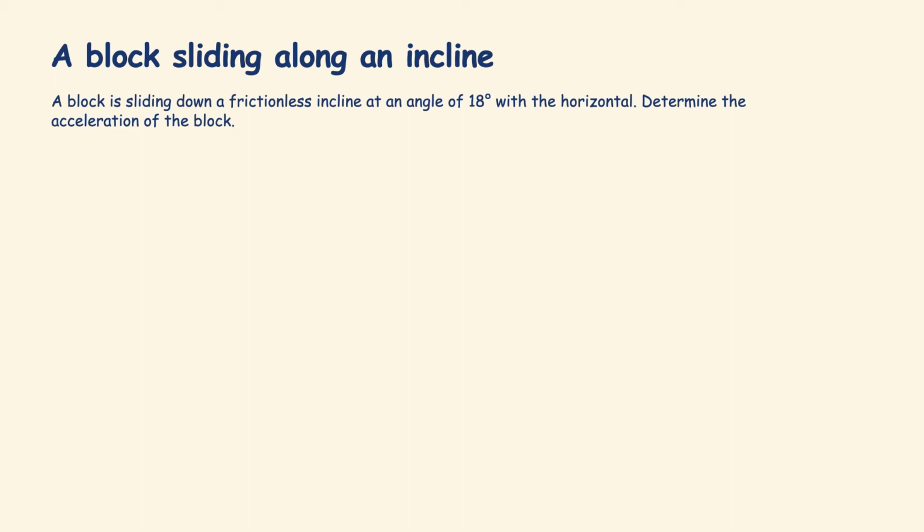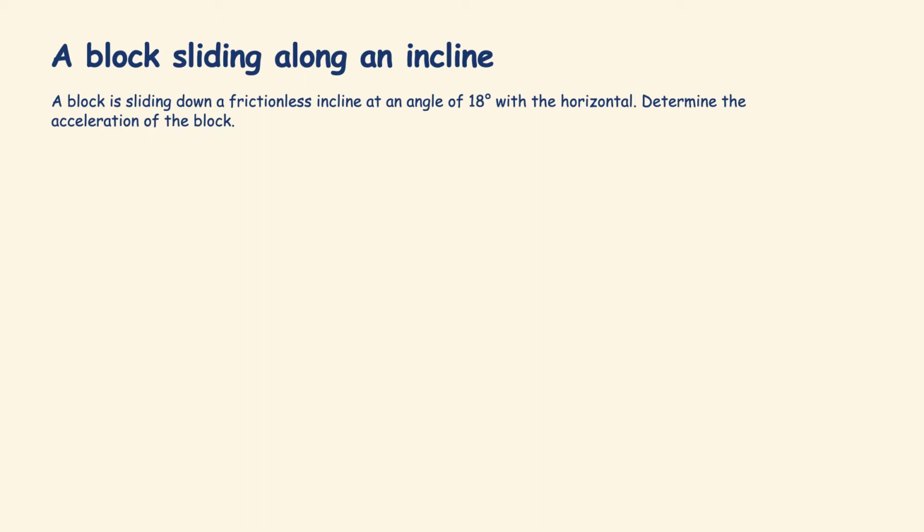Now let's see what happens if we have a block sliding along an incline and not along a horizontal surface. So we will have a block sliding down a frictionless incline at an angle of 18 degrees with the horizontal. We will determine the acceleration of the block.